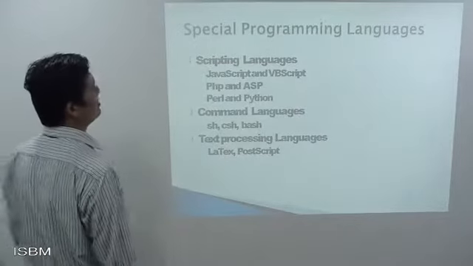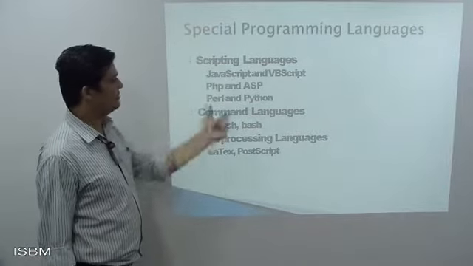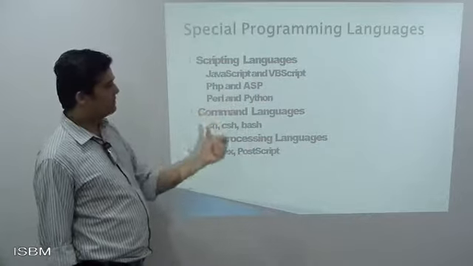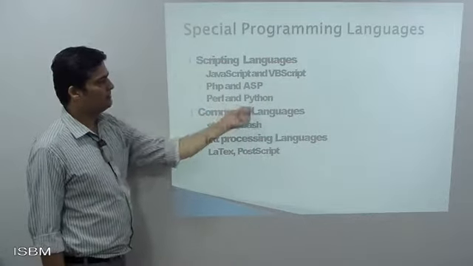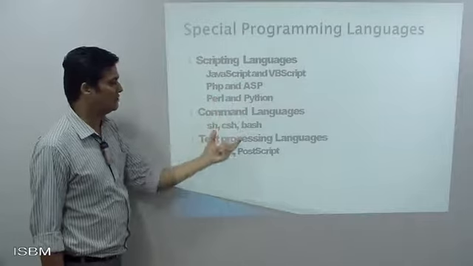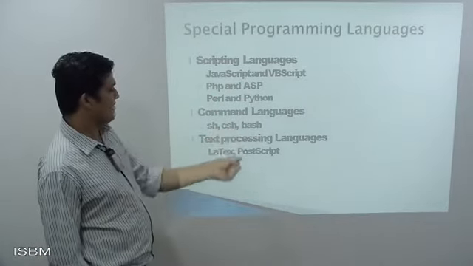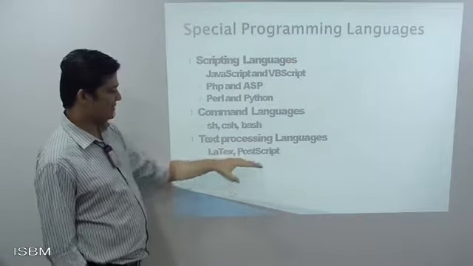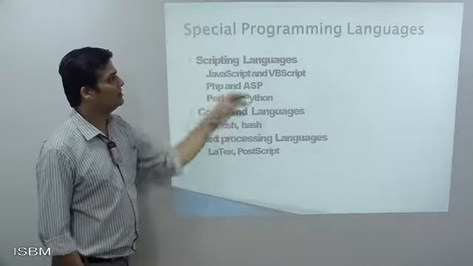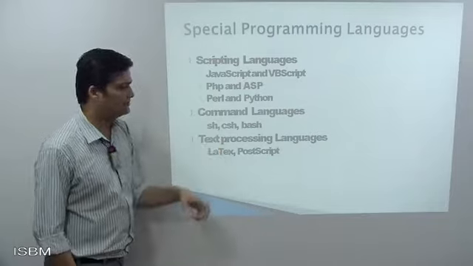We have some special programming languages, like scripting languages. We have JavaScript, VBScript, PHP and ASP, Perl and Python, which are called scripting languages. Then we have common command languages, such as SSH and Bash, and text programming languages, which are LaTeX and PostScript. These are some other scripting, command and text processing languages.